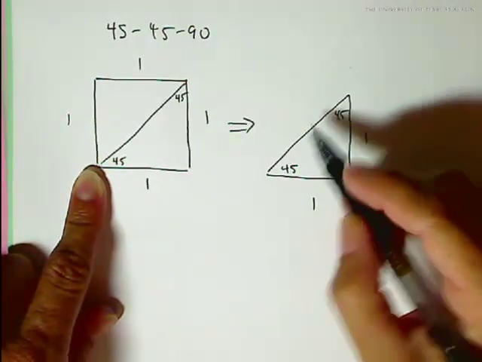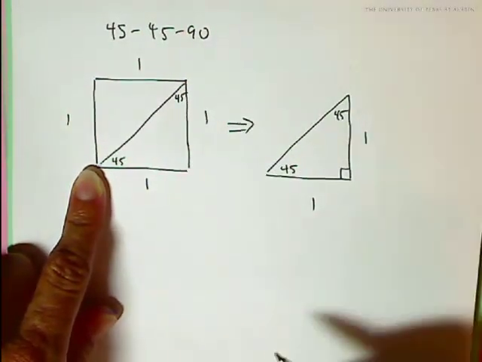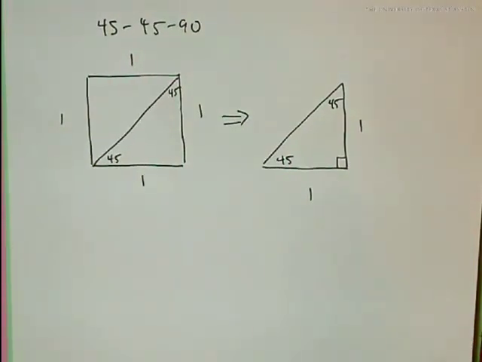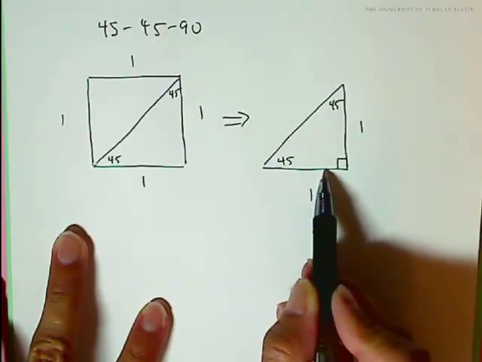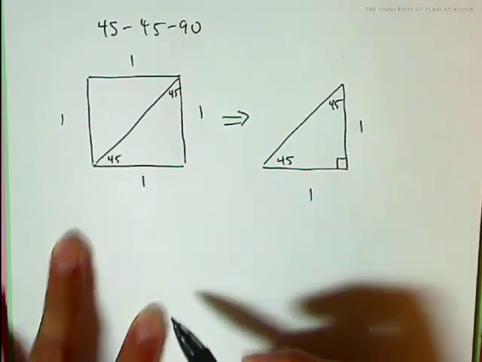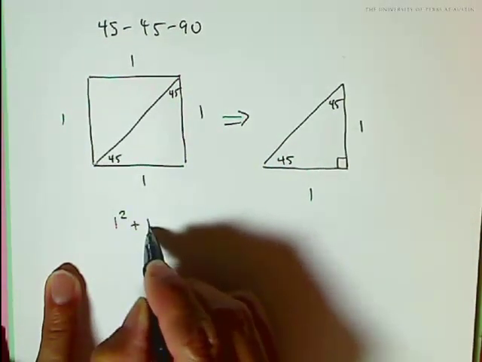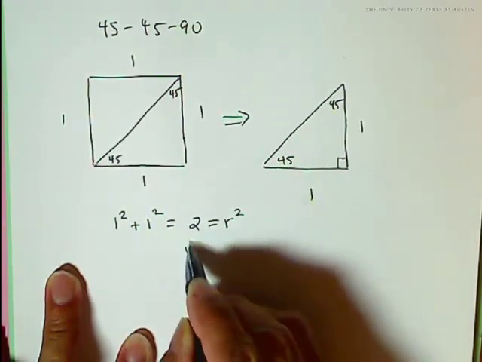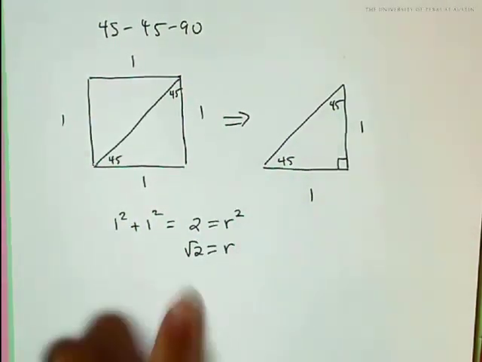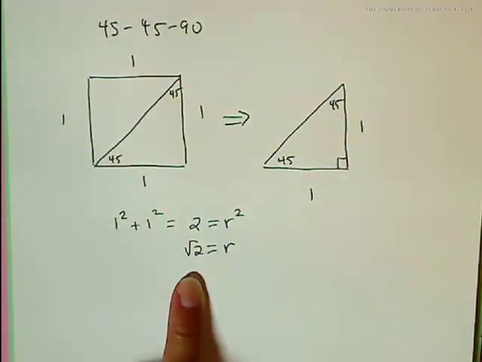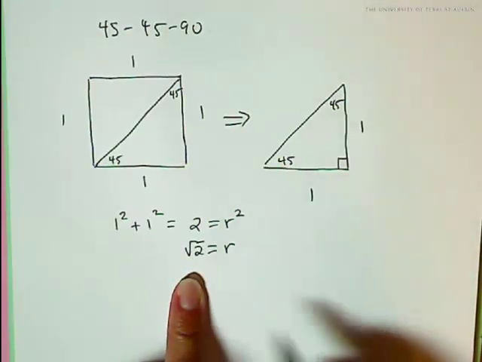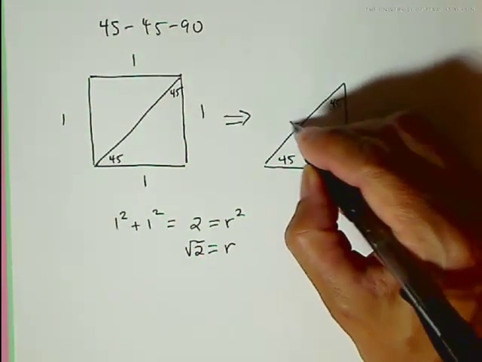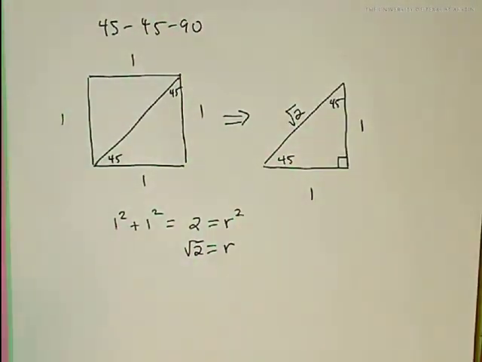I now need to figure out what this side is. Well, I'm going to use my Pythagorean Theorem that I told you we were going to need to remember. And that tells me that this side squared plus this side squared equals my hypotenuse squared. So 1 squared plus 1 squared, which equals 2, is equal to r squared. So the square root of 2 is equal to r. I know it's only the positive square root because I'm talking about distance. Okay, so that tells me this distance right here is the square root of 2.